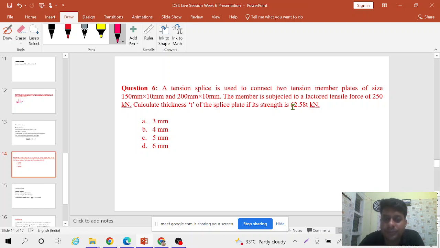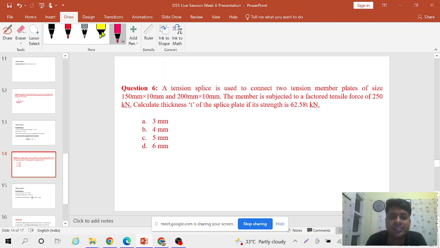What will happen? From one member, force will transfer into your connection, and from the connection it will be transferred into your splice plate, and from the splice plate it will again get transferred into the second part of the connection, and from that second part of the connection it will again be transferred into your main plate. So a splice plate should be designed for how much load?